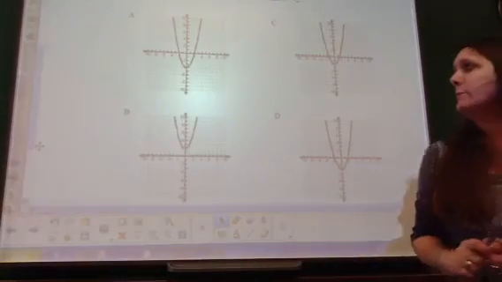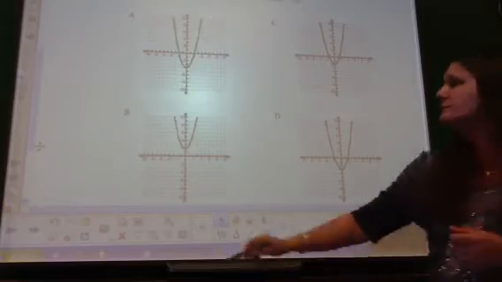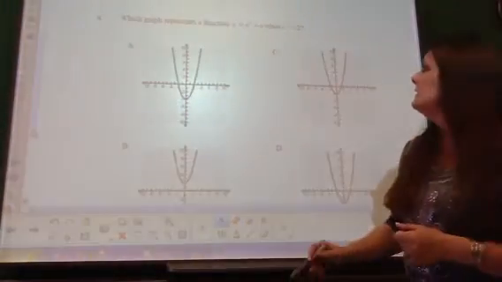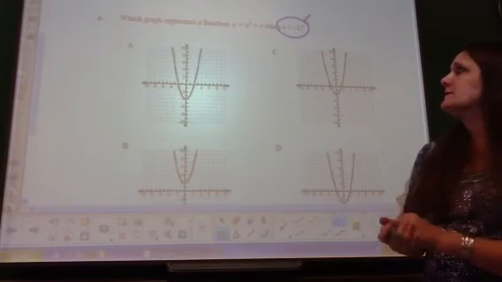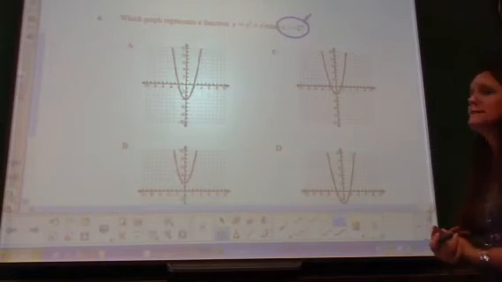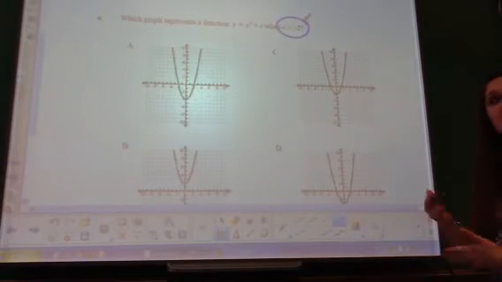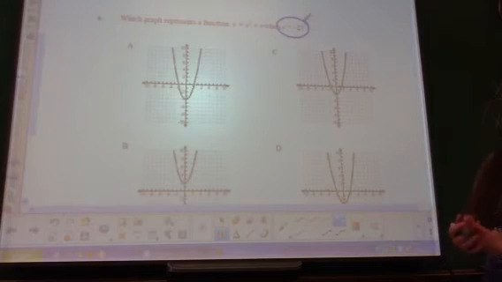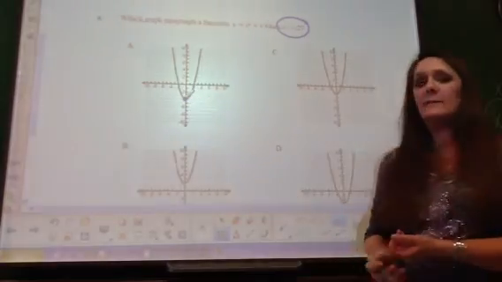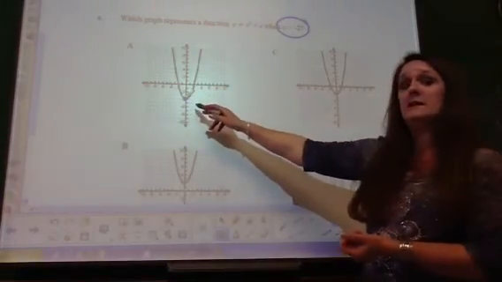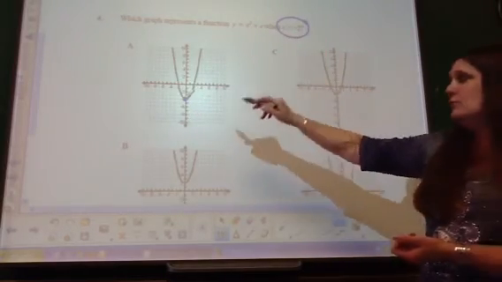Flip over to the 3rd page and look at number 4. This says, which graph represents a function y equals x squared plus c when c is greater than negative 2? Okay, c is our y-intercept. It's at the end. It says greater than negative 2. So look at A. Can that be our choice? Is negative 4 greater than negative 2? No, it's not. Okay, never mind.